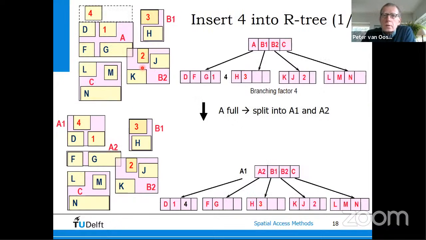Did go too fast. So here is the object 4. It would best fit in object A, so this branch, but A is already full, the same as B was full before, so I have 5 entries for A. Okay, I know the trick. I split A into A1 and A2, and this time A1 gets 3 children, D, 1 and 4, and A2 gets 2 children, F and G.